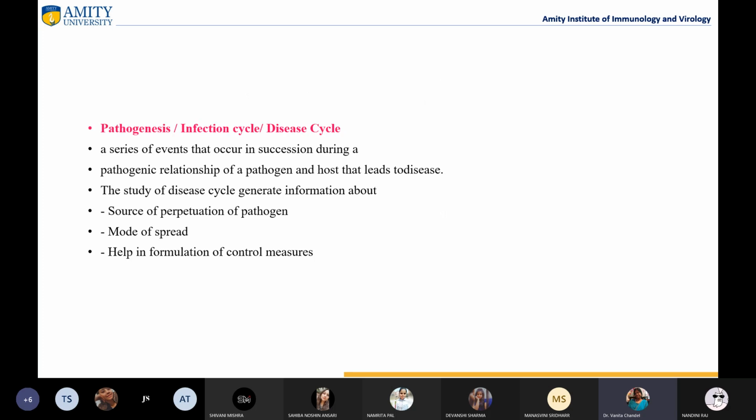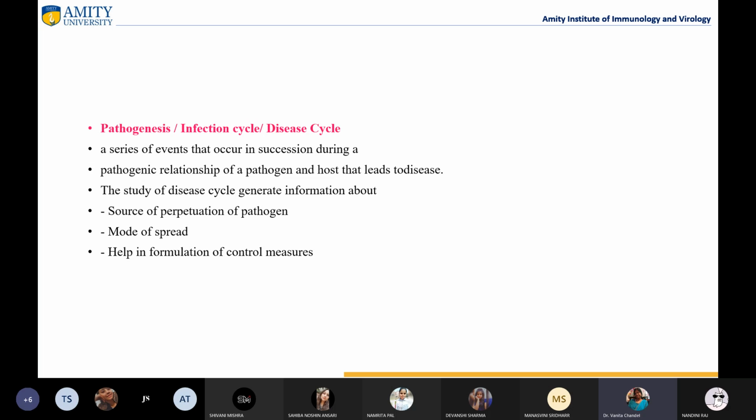We have discussed a lot of terms in plant pathology, right? In the beginning, I told you there are a lot of common terms that we are going to use, like pathogen, pathogenesis, disease cycle. So, what is pathogenesis or what is a disease cycle or an infection cycle? They come together under one common umbrella. It is a series of events that occur in succession during the pathogenic relationship of a pathogen and a host that lead to disease.